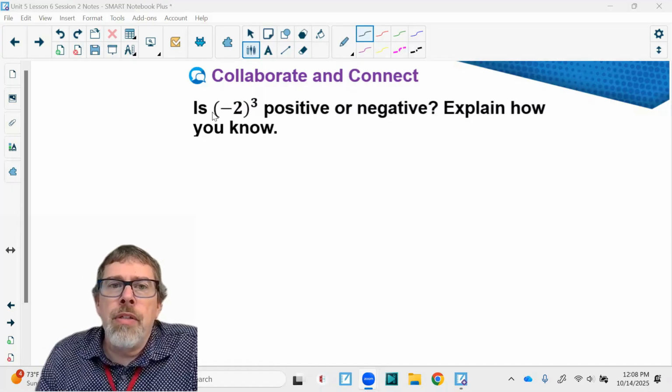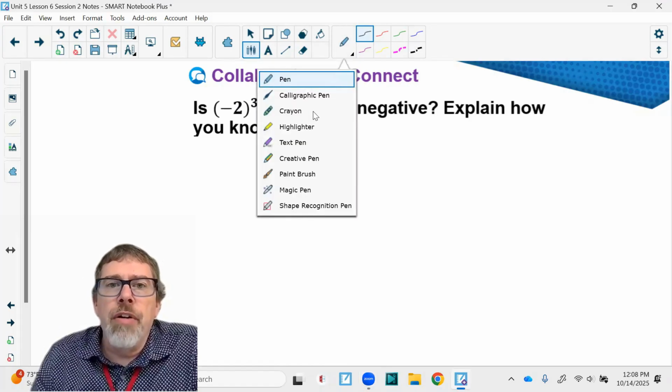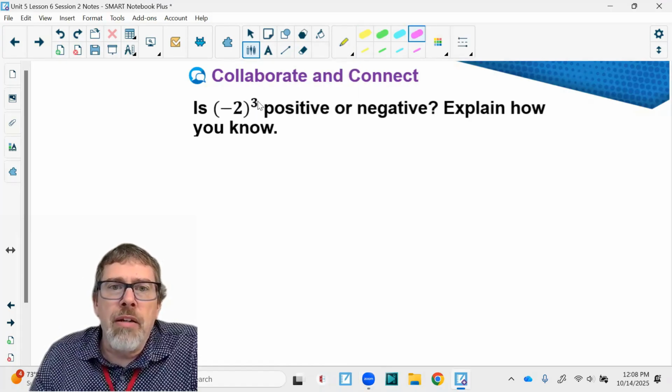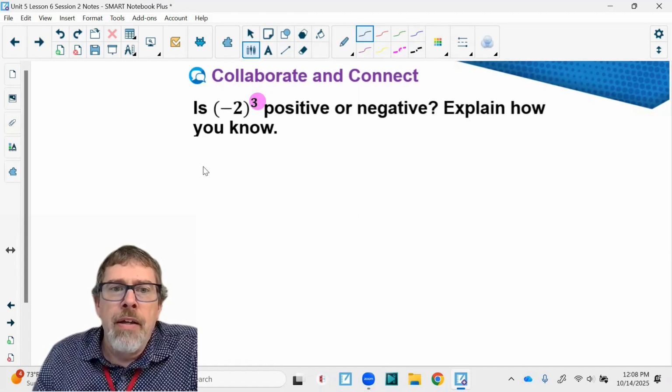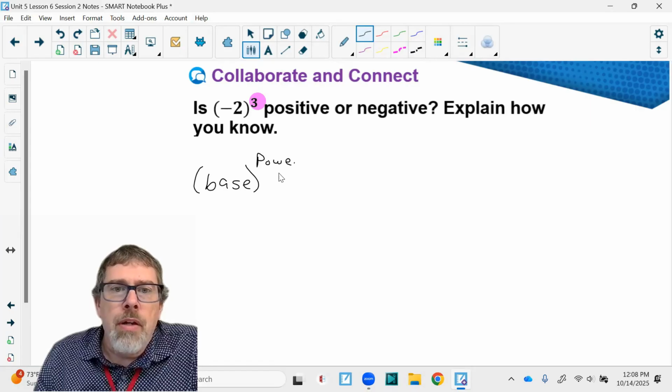Okay, so now it's asking, is -2 to the 3rd power positive or negative? Explain how you know. Well, I've already explained that on the last slide, so I'm not going to spend more time here. When you have a negative base, okay, so for starters, let me just write that. This is called a base.